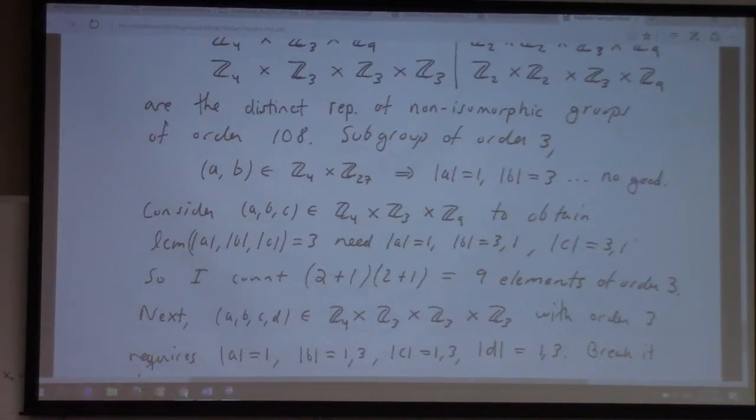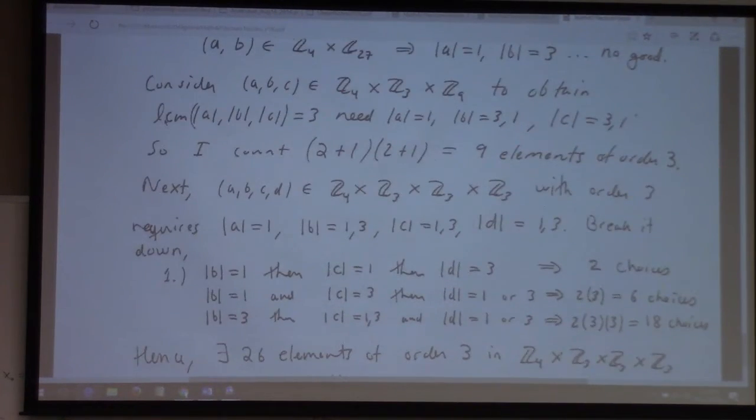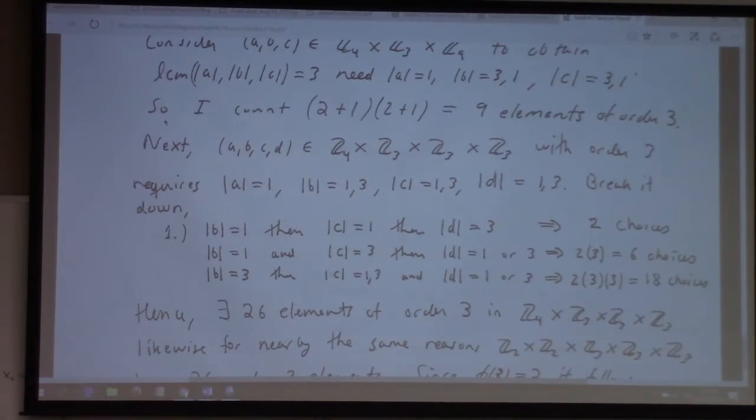I said break it into cases. I have to be careful with my counting here. So if the order of B is 1, then the order of C is 1, and that forces me to have D equal to 3. There are 2 choices there. A1, order of C being 3, D1. Well, there are 2 choices for this, and just 1 choice for that and that. But what do I say here? Oh, 1 or 3. Sorry, I lost track. If this is 3 and that's 1 or 3, that gives me 2 for here and 3 for here, so there's 6 total.